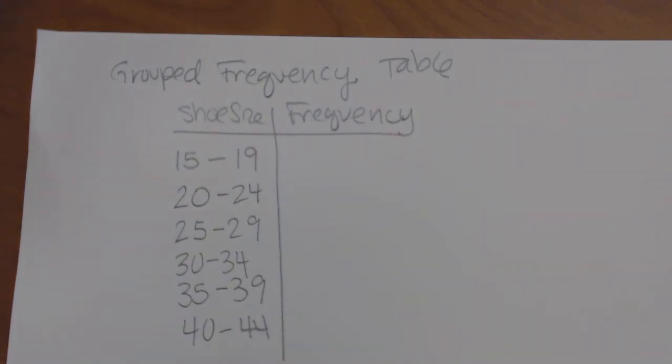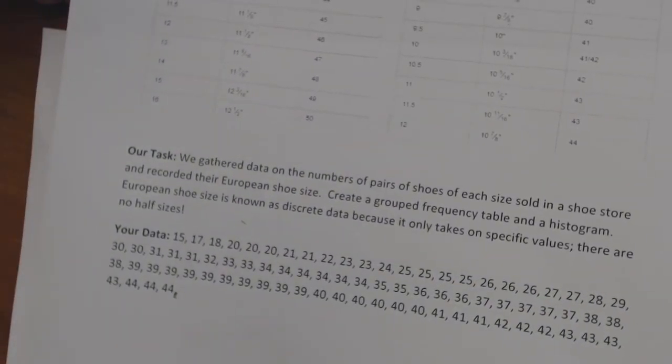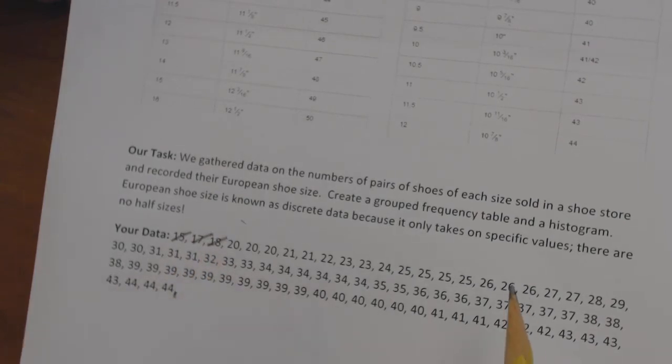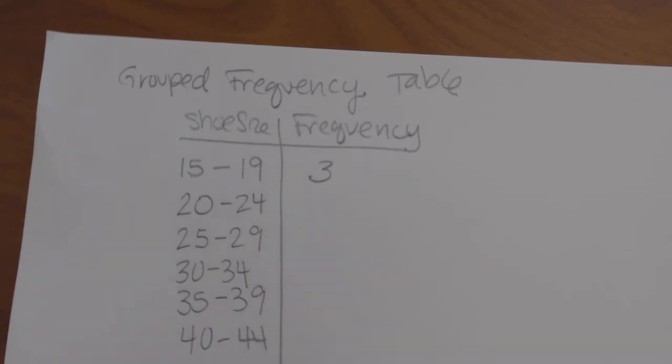And what we're going to have to do is within each group, 15 to 19, we have to go back to our data and count to see how many are in that group. So we have 1, 2, 3 that are in 15 to 19. So we're going to go back. There's 3. How many are in 20 to 24?